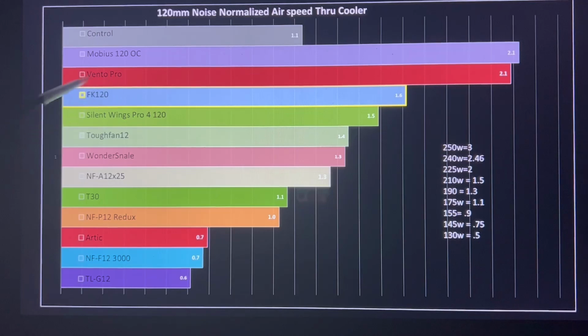But if you're looking at the FK120 and you already have it because you bought a DeepCool CPU cooler, you can rest assured that it is a very good fan. Matter of fact, it beats out the A12X25 in my current testing methodology, the Tough Fan 12. There are very few fans better than it.